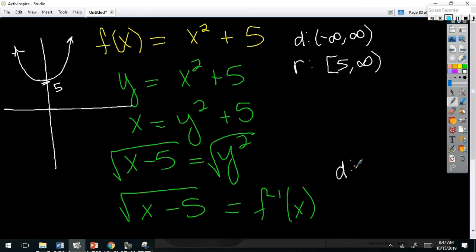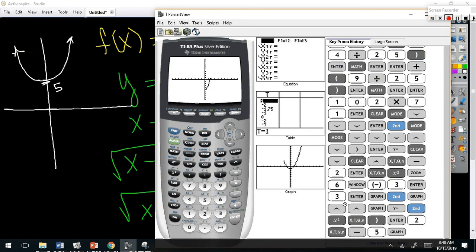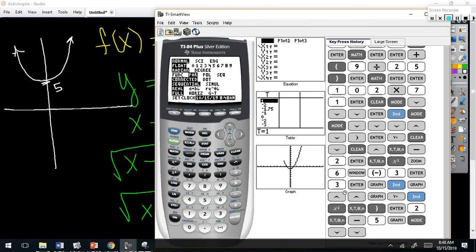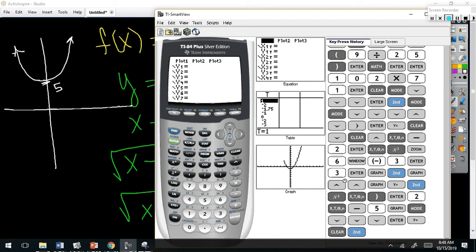What do you think the domain is on the inverse? What switches? The x and y. So what's the domain? Come on, y'all. Y'all are not with me today. So you're switching the whole entire thing? Look, I'm going to graph it and show you. Oh, wait, never mind. The square root of x minus 5.